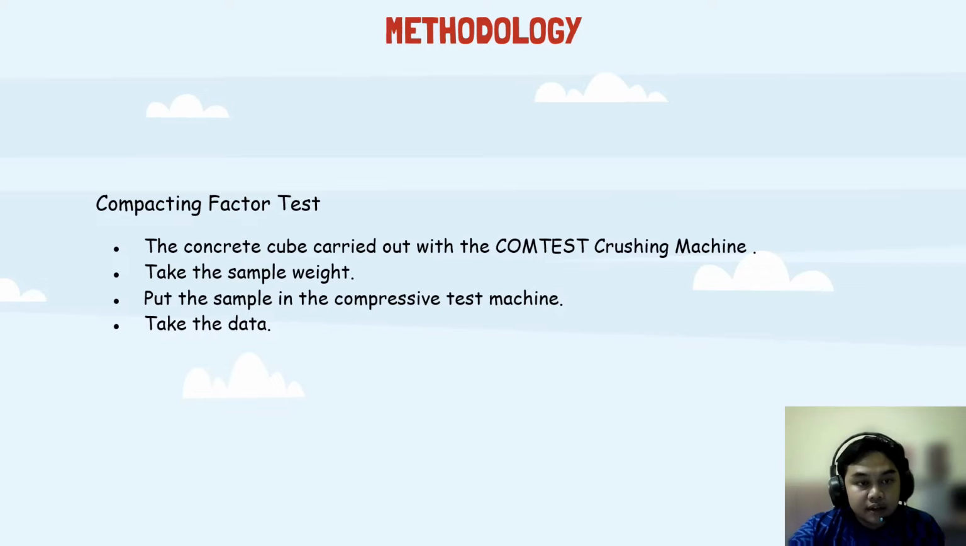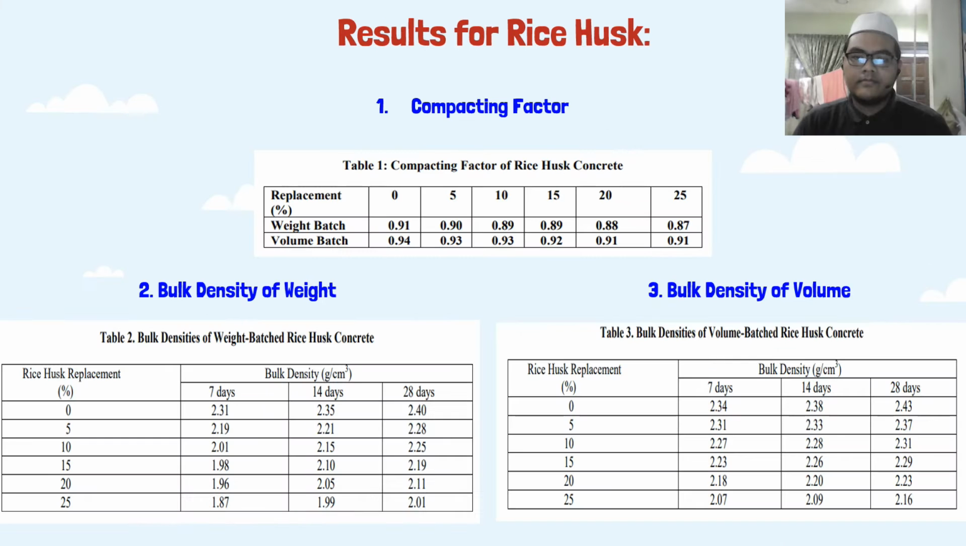So next we have the compressive strength test. The concrete cube is tested with the compression test, which is a crushing machine. Take the sample weight. After that, put the sample in the compressive test machine. And lastly, take the data.